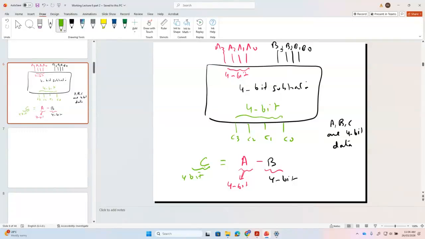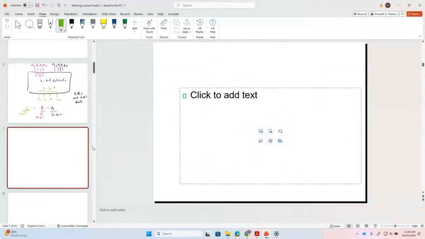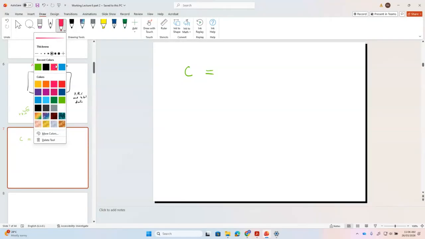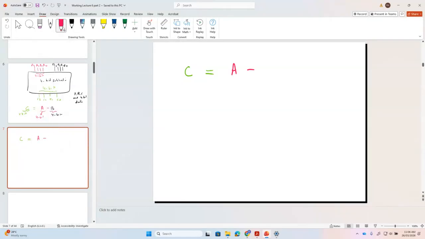Now we want to compute C, which is equal to A minus B. How can we compute A minus B? Using the 2's complement method. Yes. What is the 2's complement method? You did it in your number system.